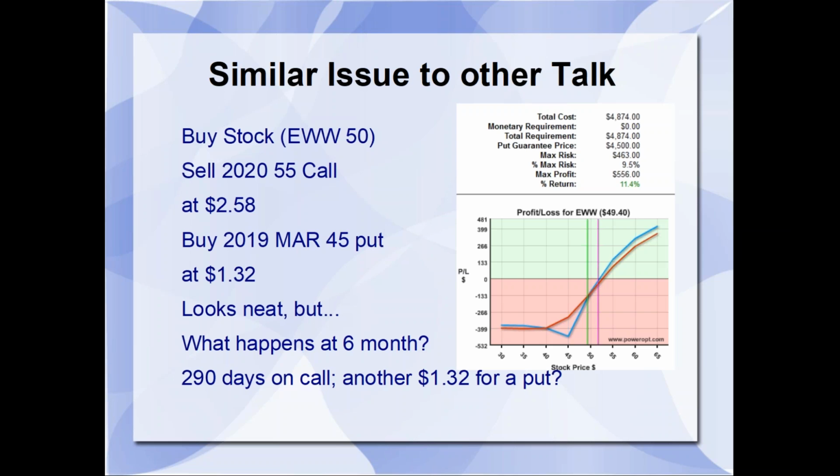What if we buy the stock at 50, sell the January 2020 55 call out of the money to give us some room for $2.58? These are the prices around 11 o'clock this morning. Buy a closer in 2019 March 45 put at $1.32.